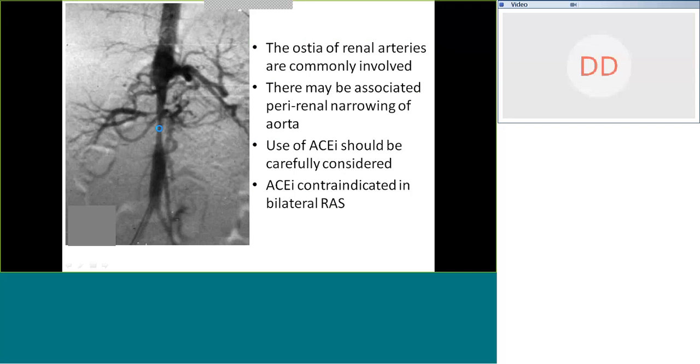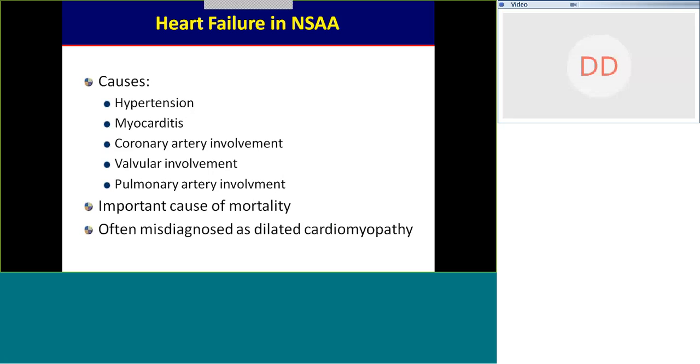The other thing that we need to remember is that if there is unilateral renal artery stenosis, then also your use of ACE inhibitors should be very carefully considered, and of course they are contraindicated in bilateral renal artery stenosis. So when we are treating hypertension, we have to make sure that we are not giving them ACE inhibitors.